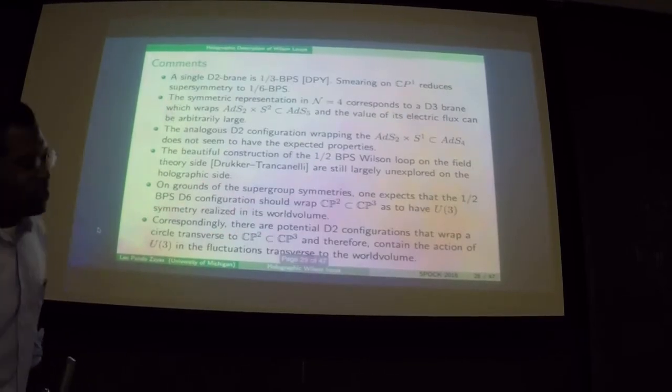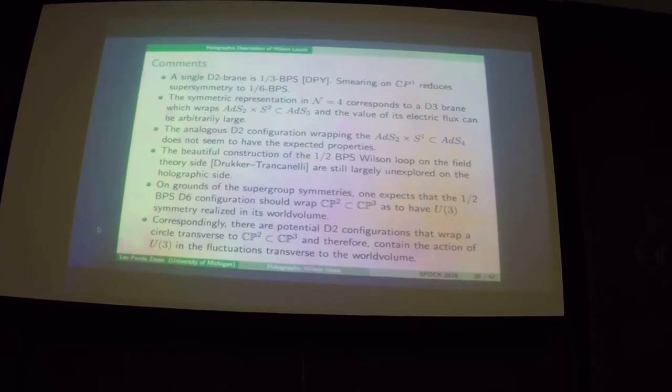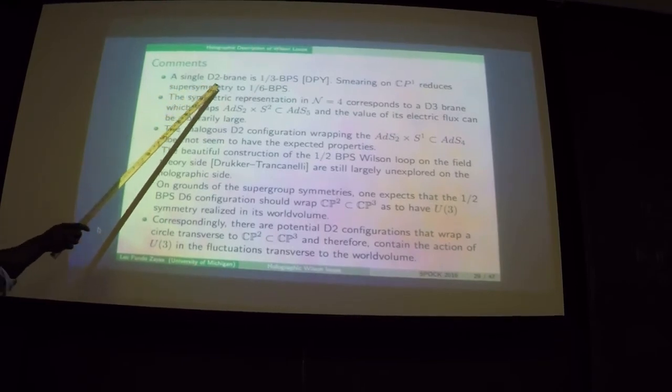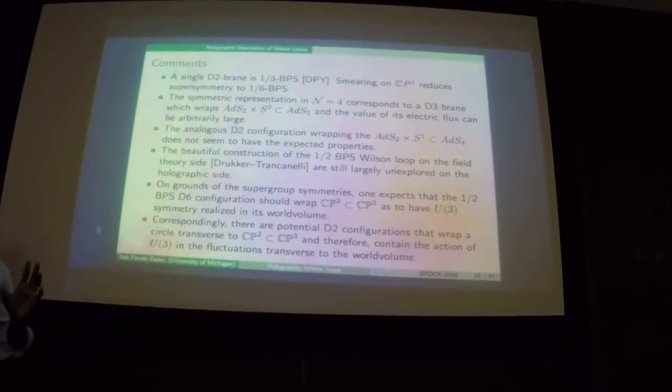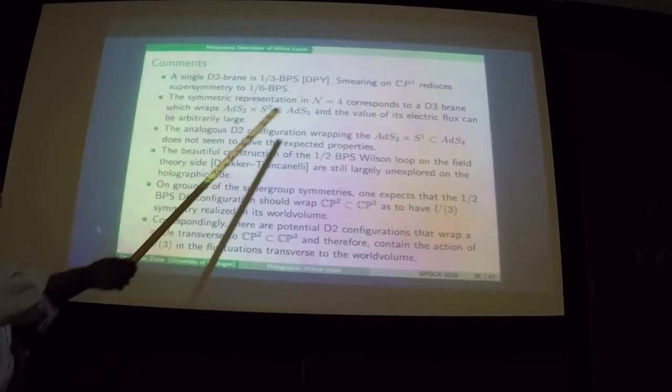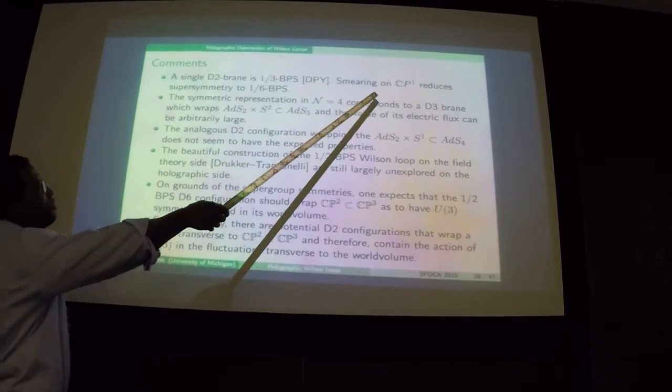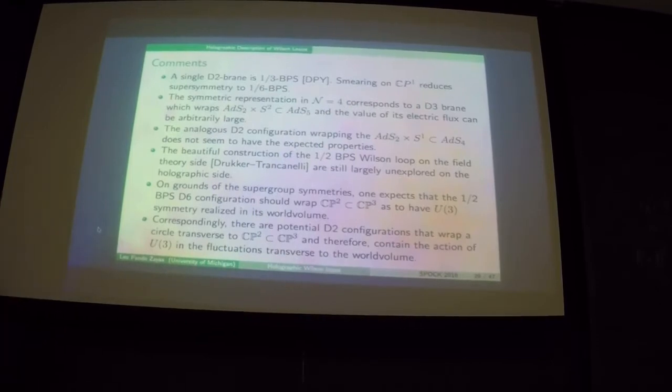So, okay, let me make some comments just to clarify that life in ABJM is a lot more subtle than in the N = 4 case. If you look at the kappa symmetry of this D2 brane, it really preserves a third of the supersymmetry, not a sixth. So if you wanted to preserve a sixth, the suggestion was to smear it along CP1. So that's already okay.